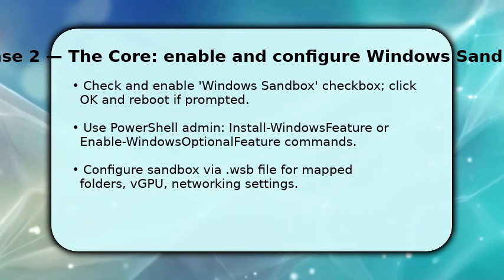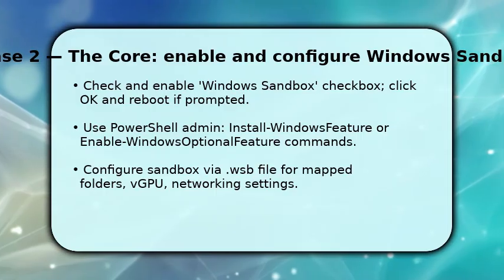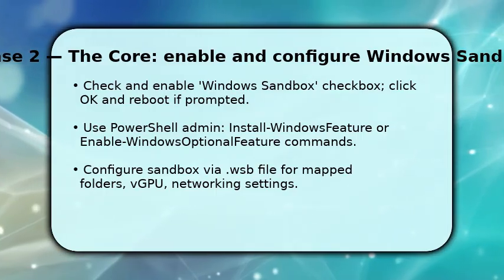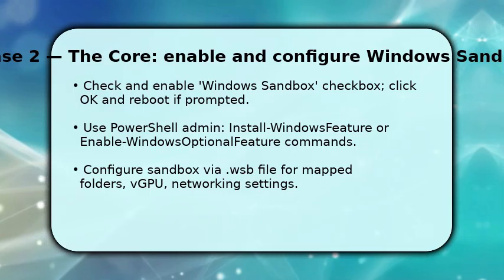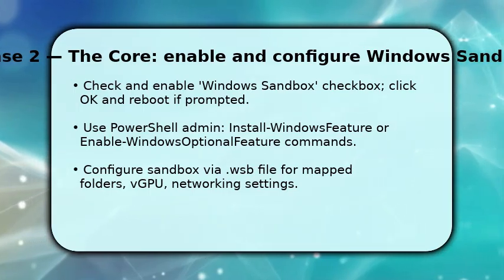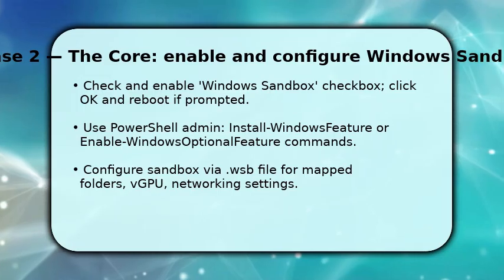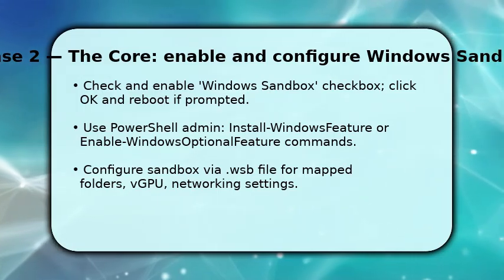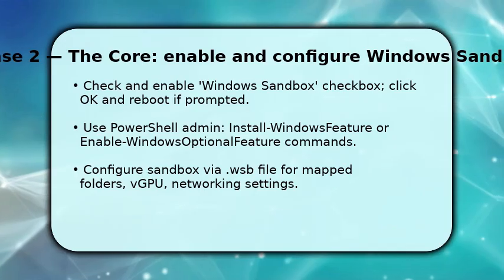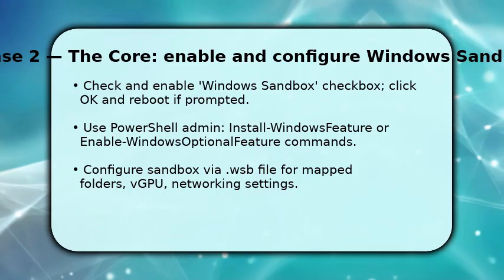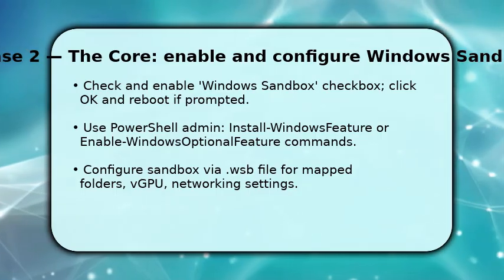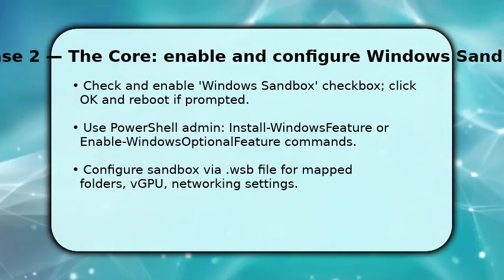Once you're back, locate and tick Windows Sandbox in the Windows Features list, then accept and reboot when requested. That typically finishes the install. Alternatively, open an elevated PowerShell and run Enable-WindowsOptionalFeature -Online -FeatureName Containers-DisposableClientVM -All, then restart.